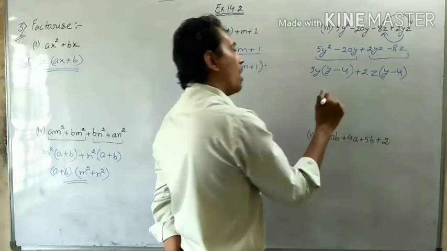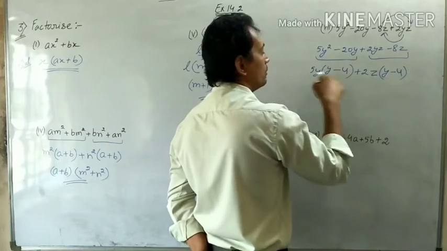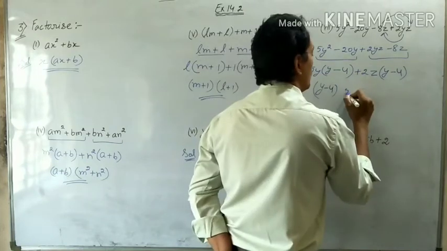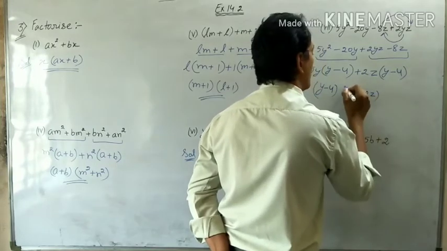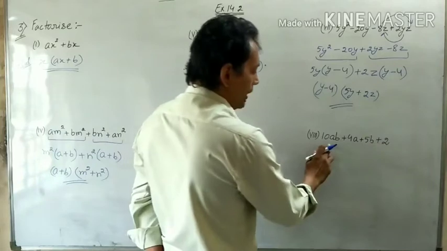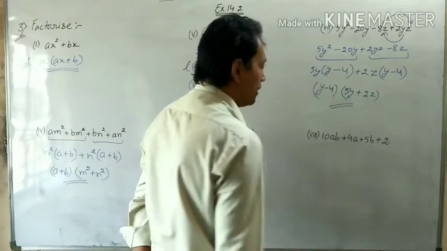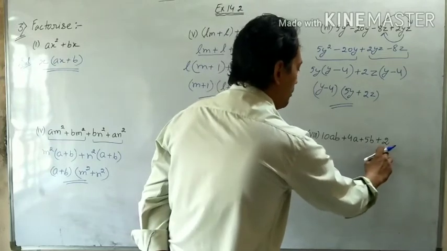Again you can take it as common, so let's take y minus 4 as common, and the rest of the thing, that is 5y plus 2z, in a separate bracket. So this is your factorization. You see, again we have one more expression here. This is 10ab plus 4a plus 5b plus 2.